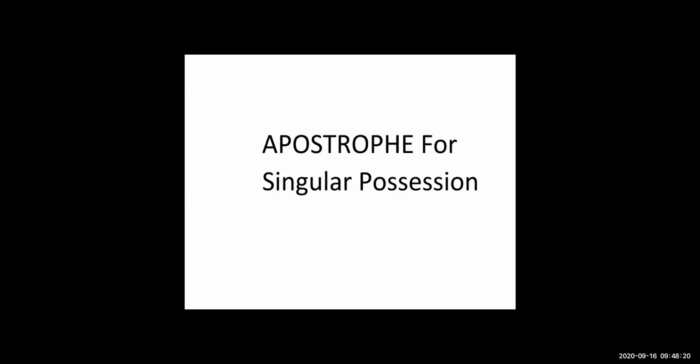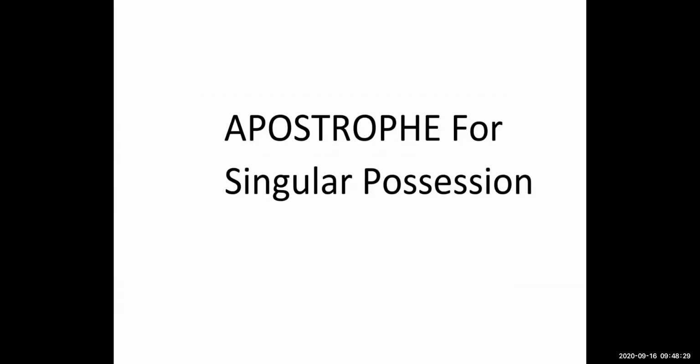Okay, today we are going to deal with our grammar section, and that is the apostrophe for singular possession. Apostrophe, that is we put a comma on the head of the word, that is called apostrophe. Let us see what that is.